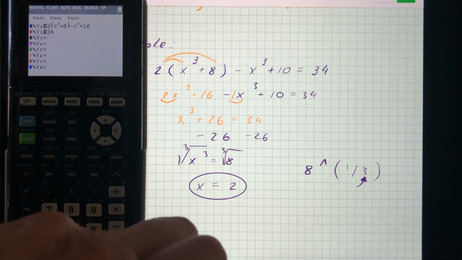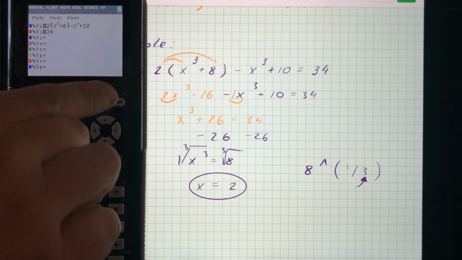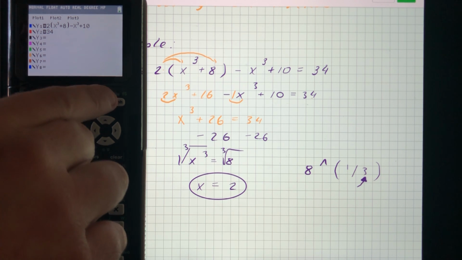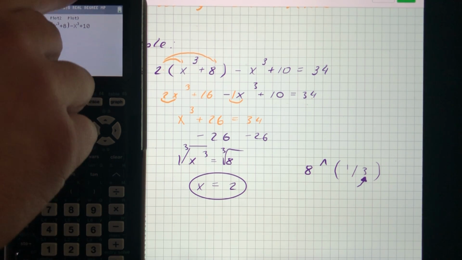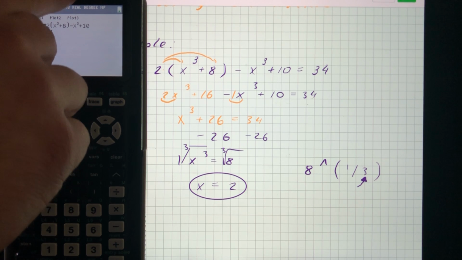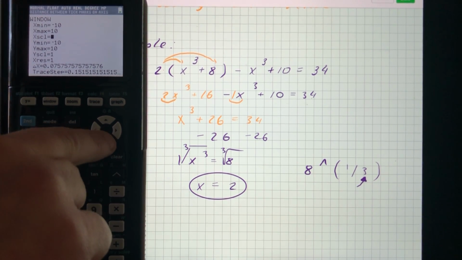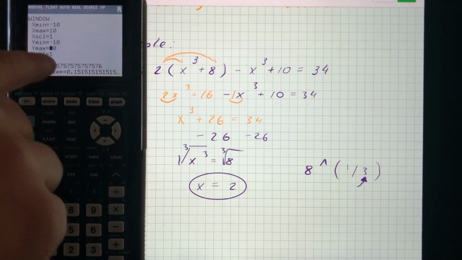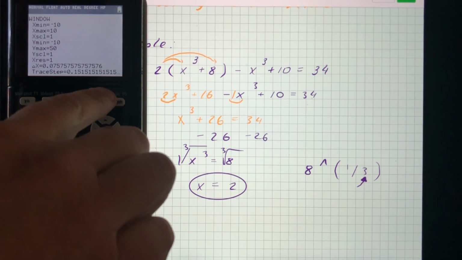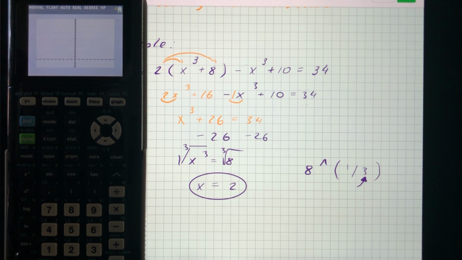Then the other side is 34. Now when we make a sketch, the normal window only goes from minus 10 to 10 and from minus 10 to 10. So we're not going to see 34 up here. To see 34, we need to adjust the window. Let's change the window to something that has y max more than 34. How about 50? 50 is enough.